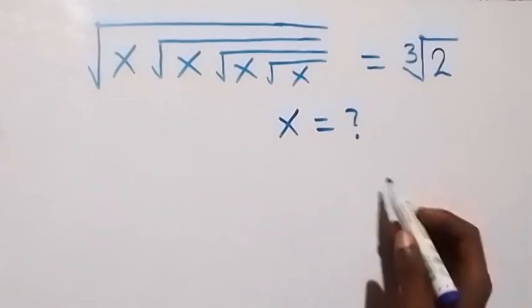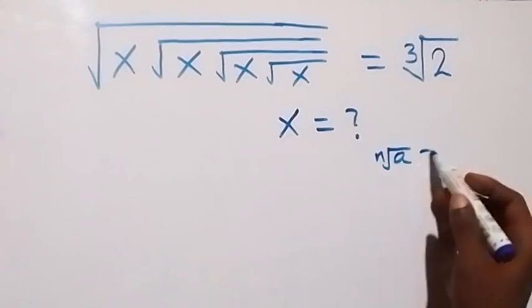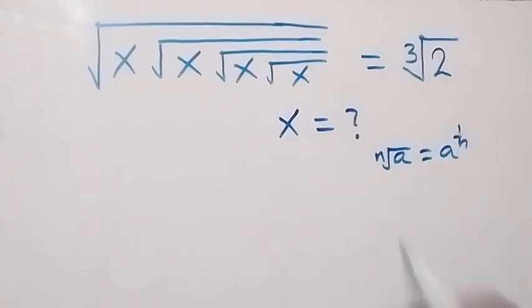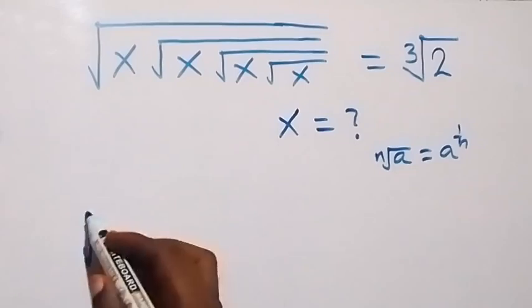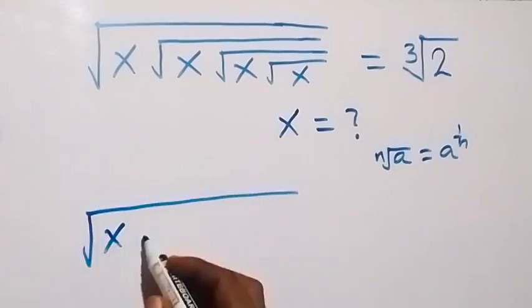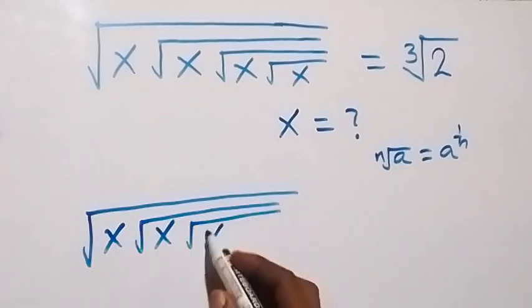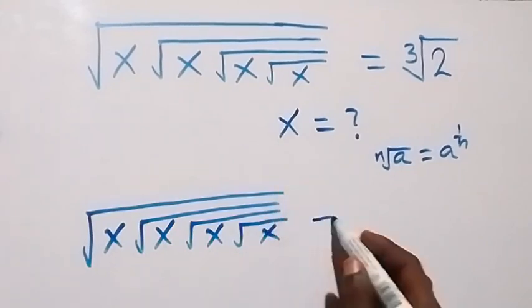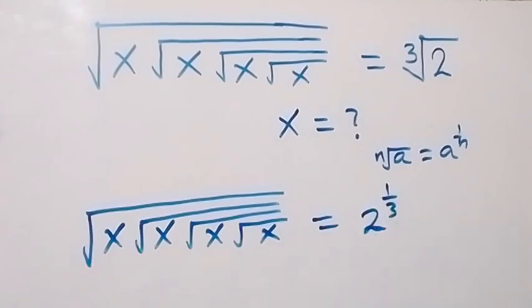From what is given here, when we have nth root of a, we can equally write this as a raised to power 1 over n. So on this side, we can change that to 2 raised to power 1 over 3. That is, this now becomes square root of x, then square root of x, square root of x, square root of x, inside each other like that, now equals 2 raised to power 1 over 3.